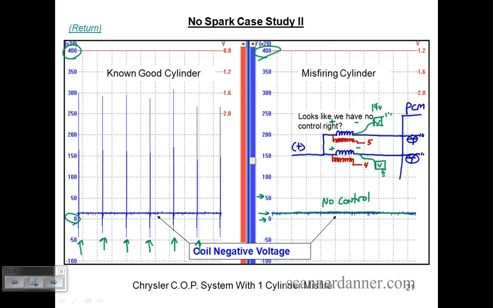All right, if there's no control, would you put a coil in this engine? Very good. No, you guys are all shaking your head. No, we wouldn't put a coil in this. There's no control. And if there's no control, why are you replacing the coil? That's not going to fix the control issue, right? And I would agree with you.